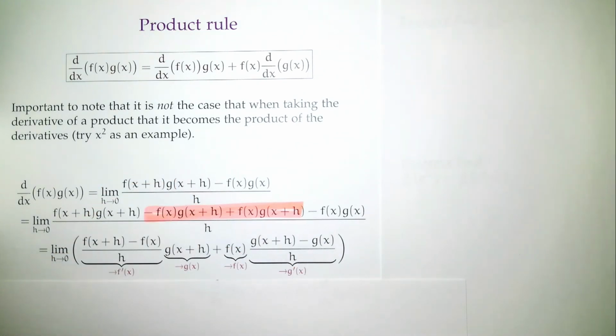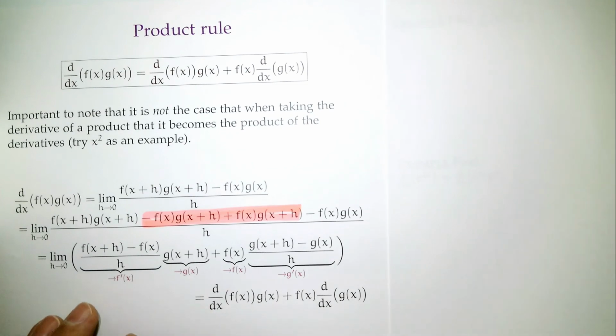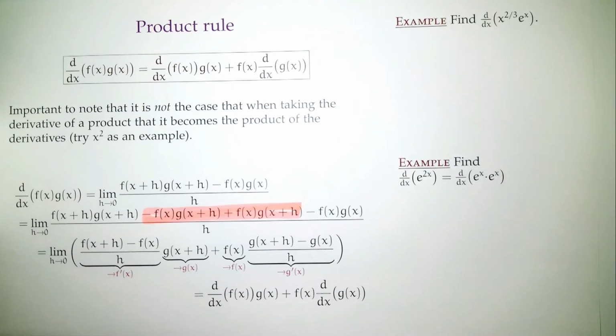Then you take the limits, and you say, aha, some of these are pretty easy. For example, f of x becomes f of x. You probably saw that one coming. G of x plus h becomes g of x. This part is the derivative, f prime, and the last part is g prime, and therefore you get the result. Now you don't have to remember the justification, but you do have to remember the rule, because this will be used over and over again, many, many times.